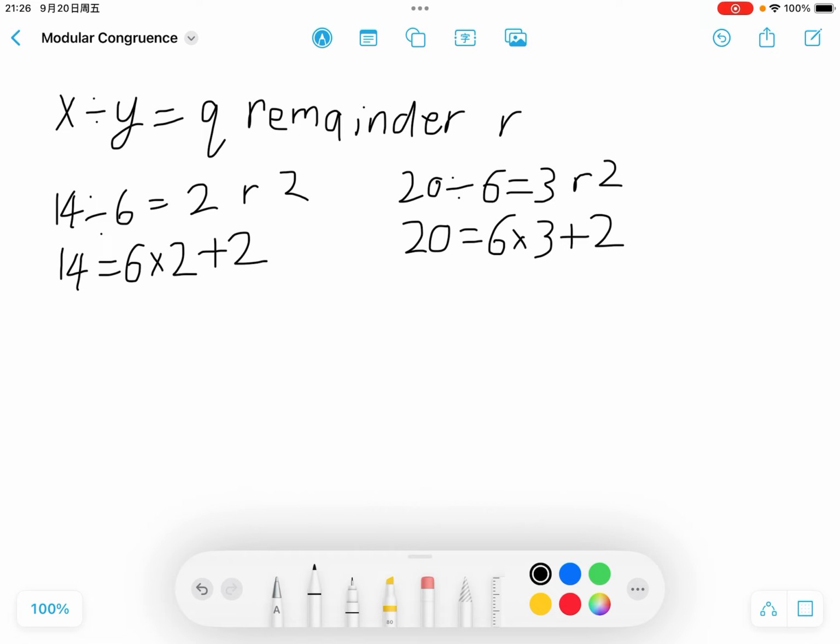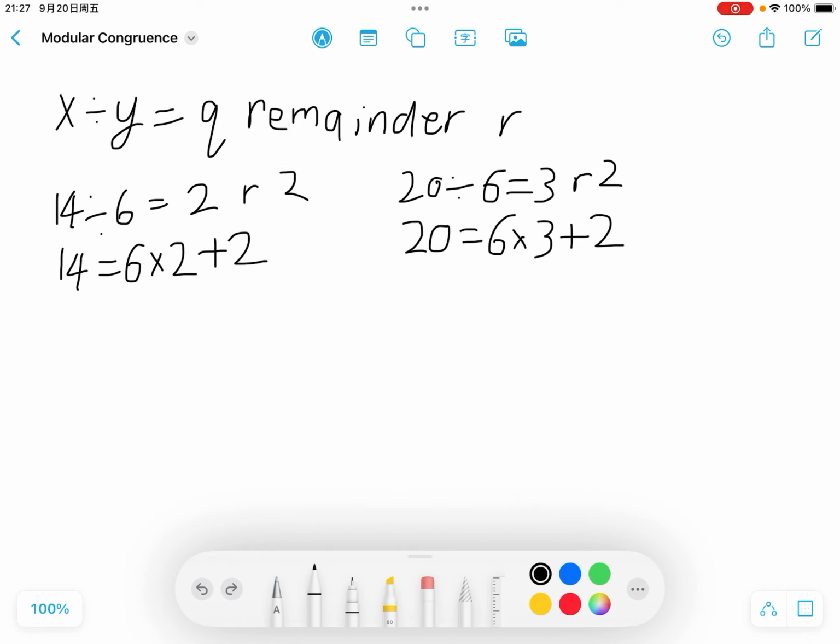So what's something the same between the two equations here above? Well, clearly both of the dividends are divided by the number 6. And that's the first similarity. The second similarity is that they both have the same remainder.